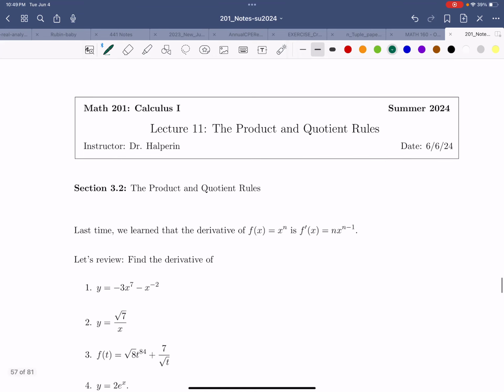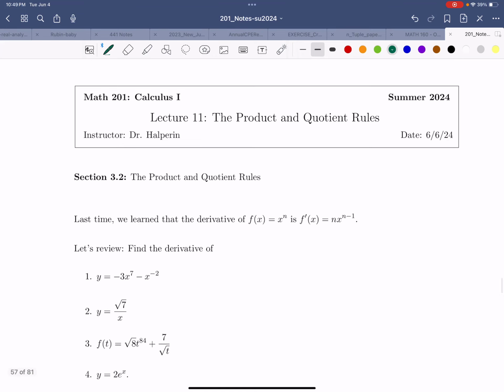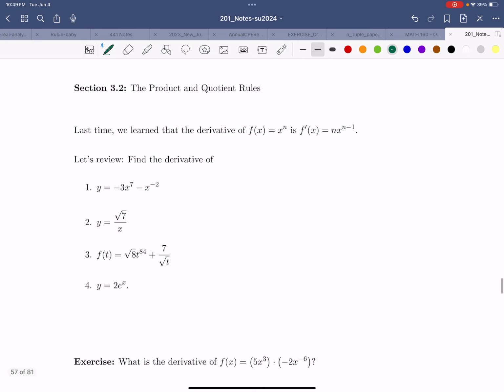Let's learn another derivative shortcut rule. In fact, let's learn two. We're in section 3.2, we'll be learning the product and quotient rules. Just for some quick review, let's find these derivatives.